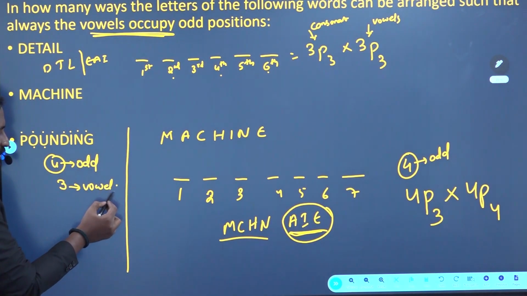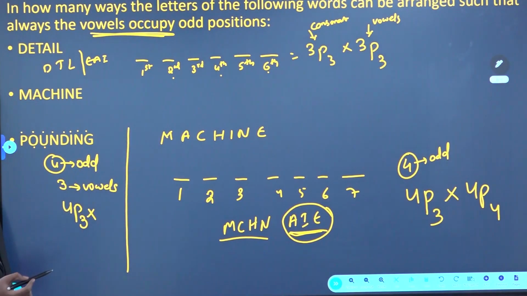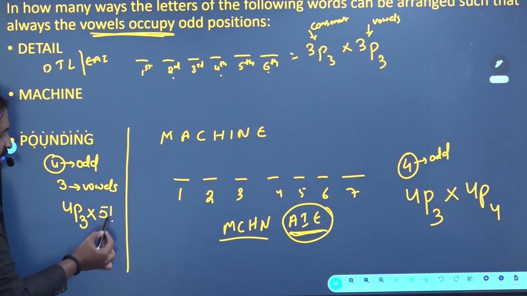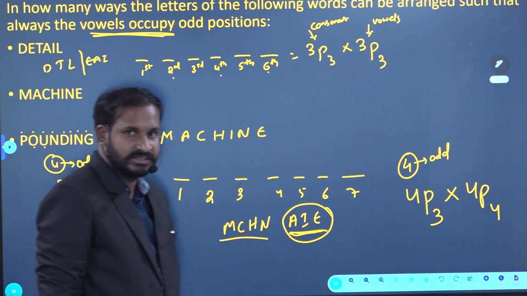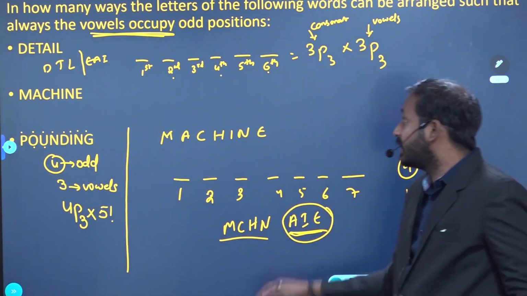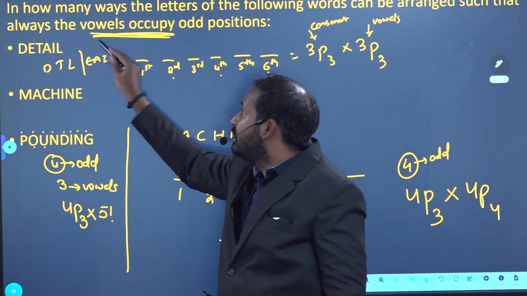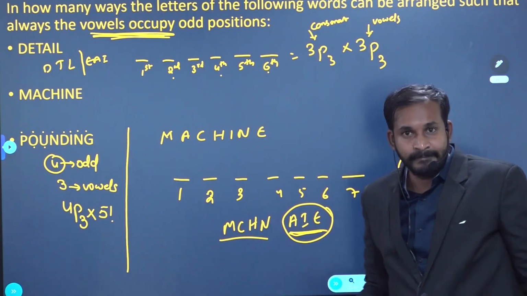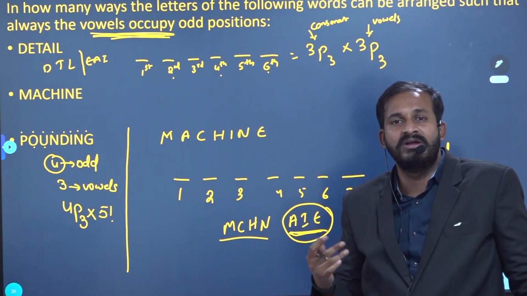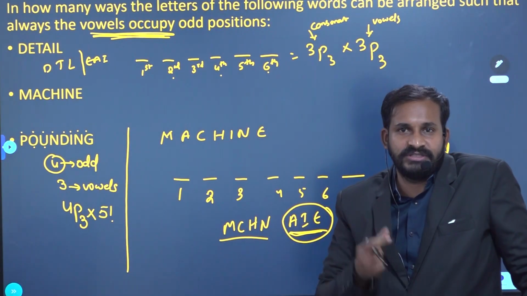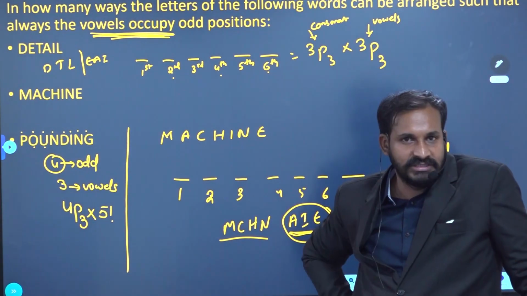Okay, good. So in these 4 odd positions, 3 vowels means 4P3, into how many consonants are there? 5 consonants are there. Those can be arranged in 5 factorial ways, or else 5P5. Anyway, that is the same, 5 factorial ways. Whenever we have questions like this, first of all we should fulfill the condition and only then come to the remaining things. For example, if the question says the consonants should always occupy odd positions, first of all we will arrange the consonants in odd positions and then we will see about the vowels.